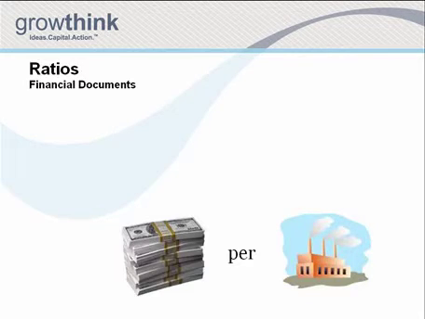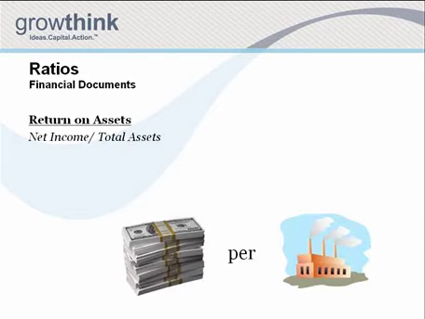The first one here I'm going to talk about is return on assets. And the calculation here is your net income divided by total assets. Return on assets is a common measure of how well your company earns money. Think of it as your company's efficiency, or how many dollars you make for every dollar worth of assets. And obviously, you want this number to be as high as possible.